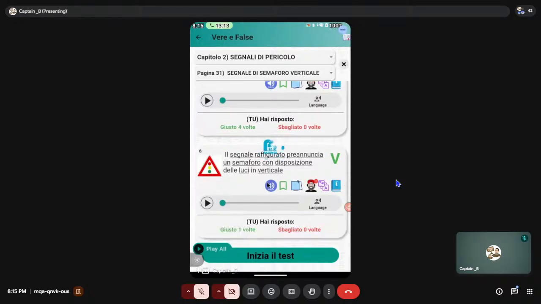Number 6. Il segnale raffigurato preannuncia un semaforo con disposizione delle luci in verticale. Now, he said this sign is referring to preannuncia, announce, un semaforo con disposizione, which is the disposition, the position of the light, verticale. As you can see, it is in a vertical format, right? Yes, it is true. It is vero. You can see it in a vertical format.